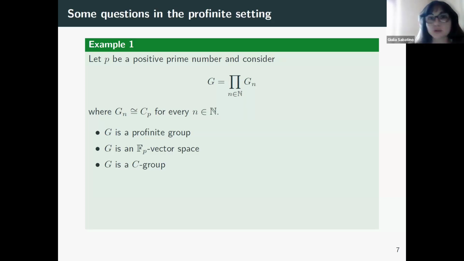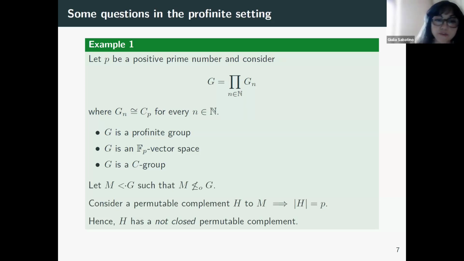It's not so difficult to see that here we can find some maximal subgroups which are not closed, so they are not open. Anyway, since we are in a C group, this kind of subgroup, pick one of them and call it M, is permutably complemented. So if we call H a permutable complement to M in G, this H has as cardinality the index of M, which is p. So H is a closed subgroup with M as a complement. For this reason, H is a closed subgroup which has no closed permutable complement.